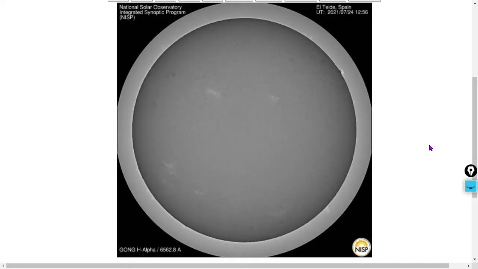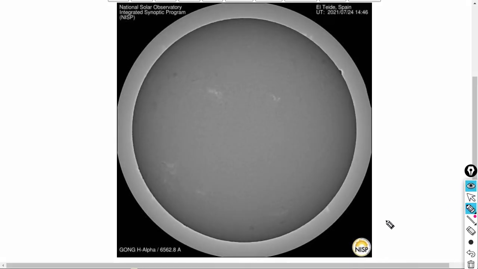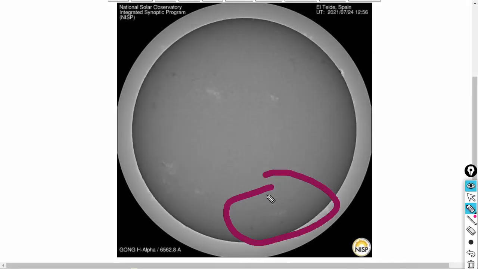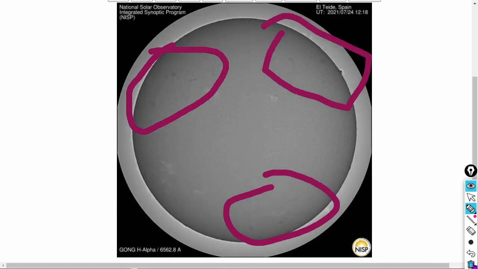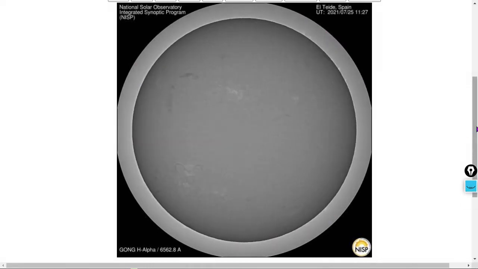So here's the latest hydrogen alpha imagery, 6,562.8 angstroms from El Teide, Spain. And you can see some of the filaments here that are involved in our coronal mass ejection watch, mainly these and these. Some of these may have already ejected here, folks. I see less filaments than I saw earlier. That's all I can say. I see less filaments. There could be a coronal mass ejection happening as we record the video.